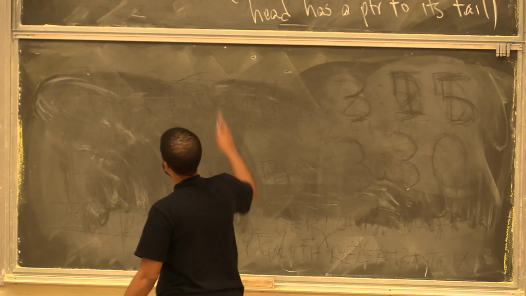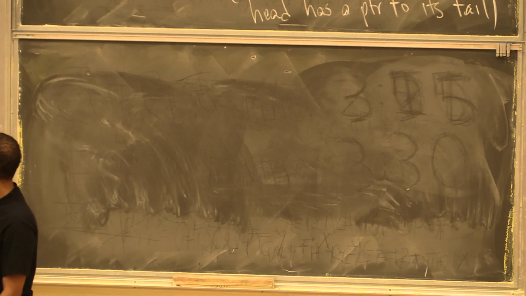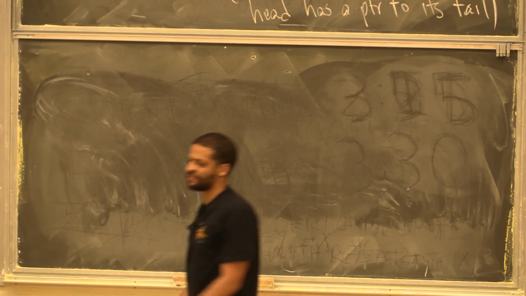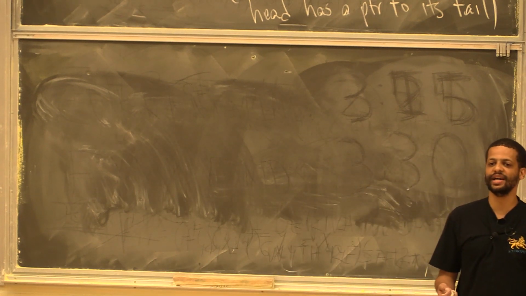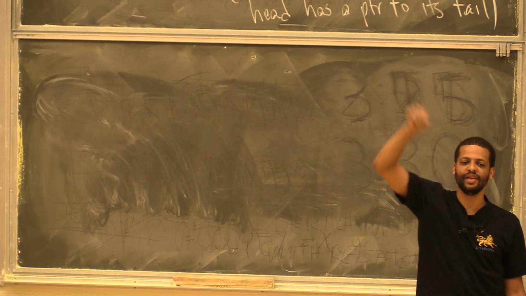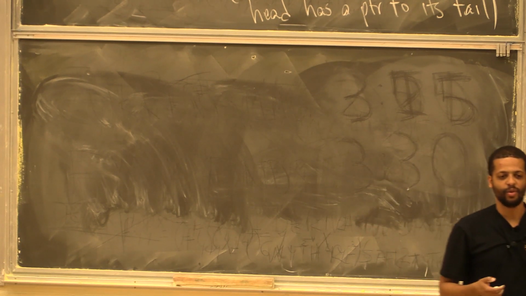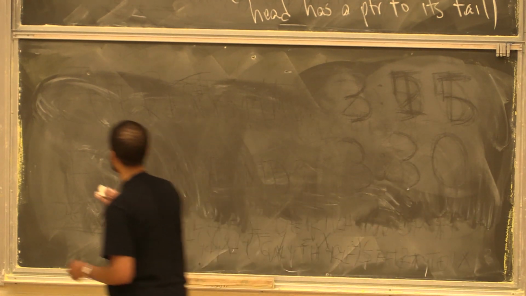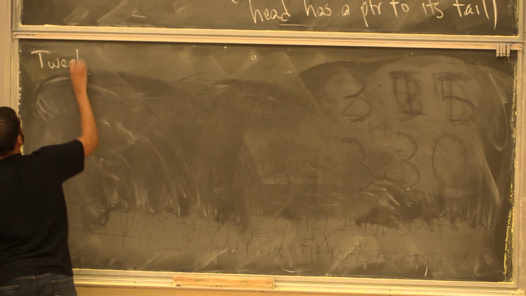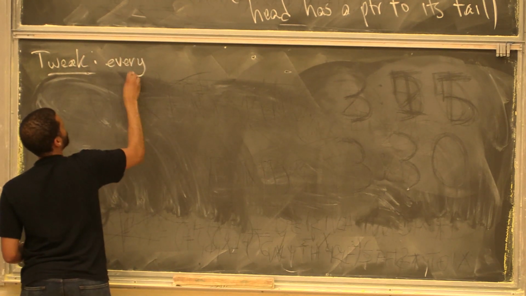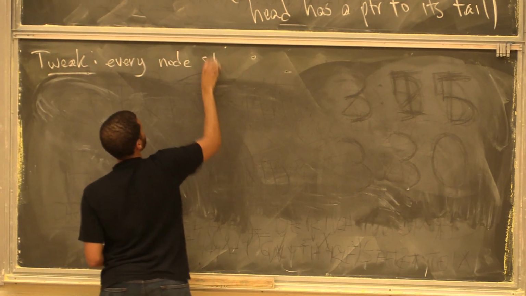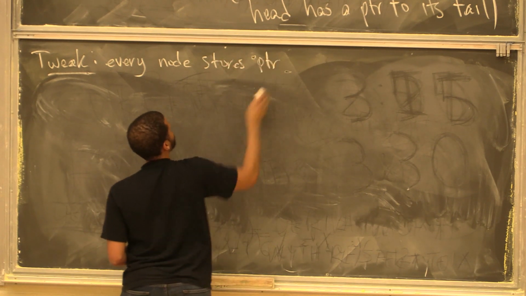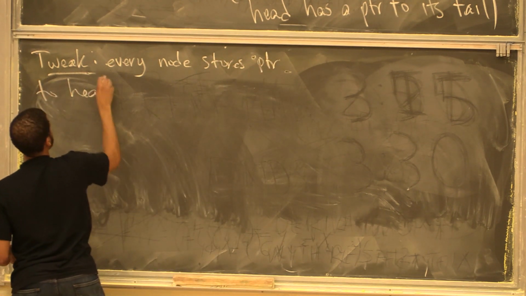So union is slow, find is slow, make set is not bad. Let's try to make find faster. Find is slow because everyone needs to walk all the way to the head of its list when I do a find. Why don't I just do the following thing? Tweak: every node stores a pointer to the head of its list.